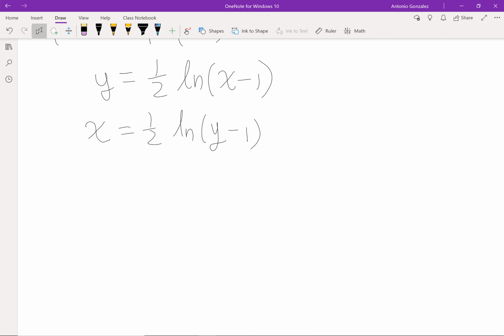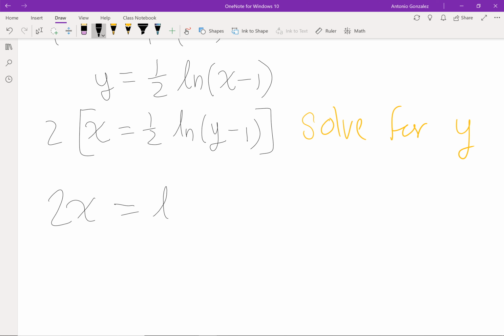Okay, all right. And then from here, the goal is to solve for y. All right. So here we have solving for y. Let me multiply both sides by 2. So we get 2x equals natural log of y minus 1.